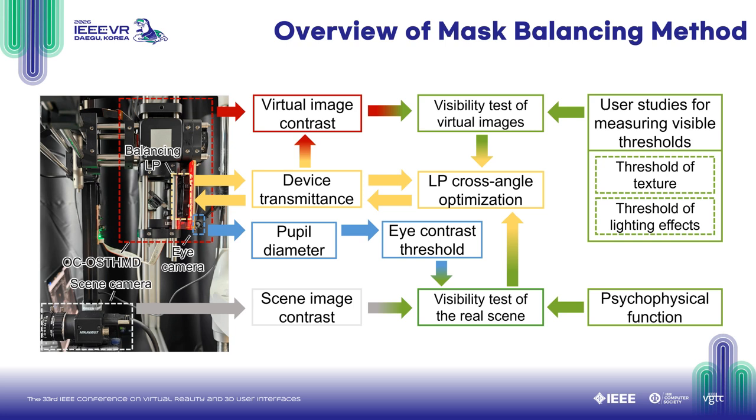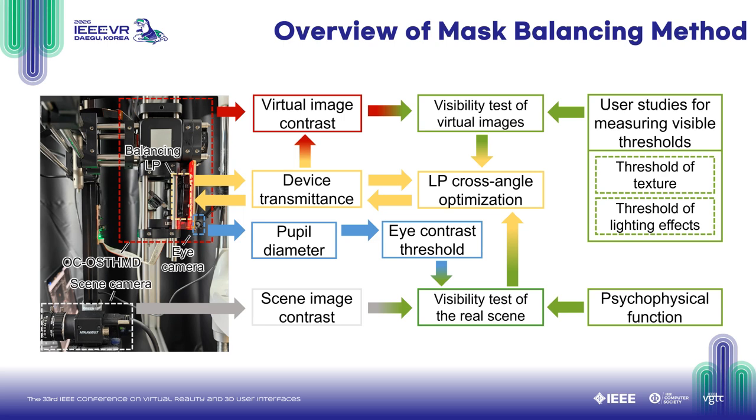Here, we provide an overview of the proposed method. The OC-OSTHMD integrates an eye camera and a scene camera, and the balancing linear polarizer can be rotated electrically. With the configuration, both the virtual image and the real scene can be captured in real time. The image contrast is then computed. The virtual image contrast is compared with visible thresholds determined in user studies. The scene image contrast is compared to the eye contrast threshold, evaluated by traditional psychophysical functions and the user's pupil diameter. Finally, the cross angle of the balancing LP varies to provide optimal transmittance for both the virtual image and the real scene.